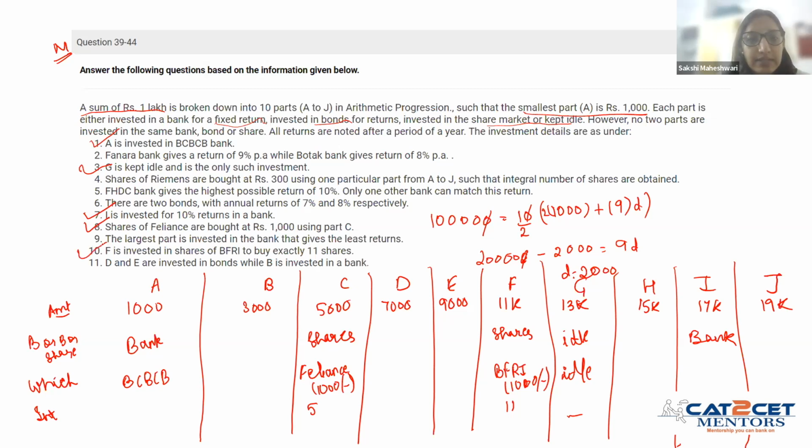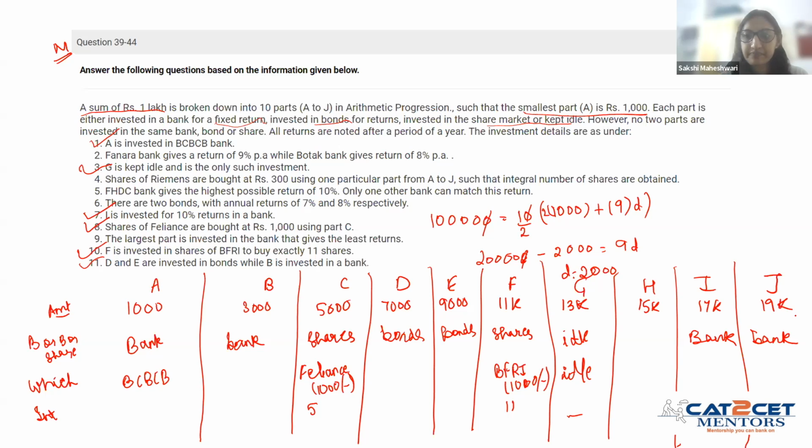D and E are invested in bonds while B is invested in a bank. So B in bank, D and E are in bonds. We've used this also. Now see, the largest part is invested in the bank. This is the largest part invested in bank, and this has to be least returns.